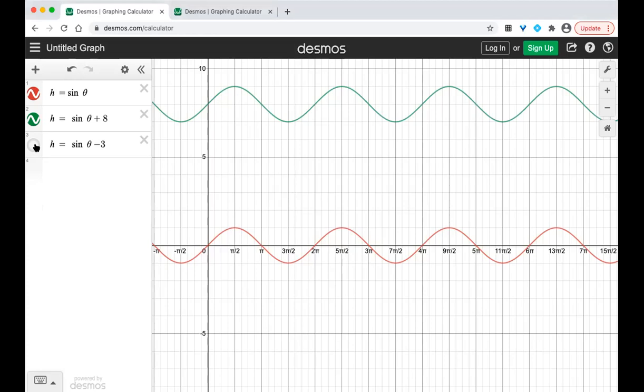And I have another function here, sine theta minus 3. Where do you think this is going to go? Down 3 units. Same shape, but it's been translated 3 units down. So notice the difference here. Notice the difference in what's happening to our function. Notice the difference in the actual equation itself. Where did the numbers get added now?